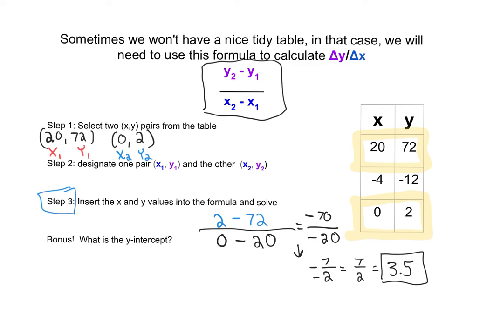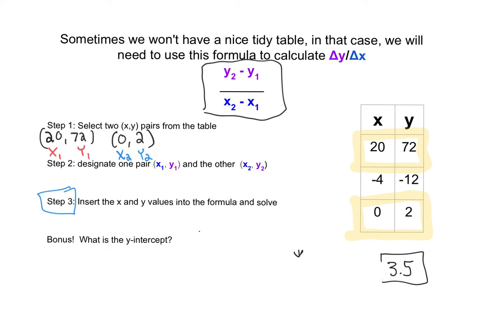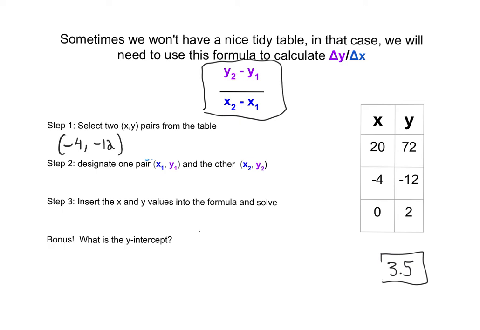I could have been a little easier on myself and designated these in reverse. Would have ended up with the same thing. Let me show you what that means. Go ahead and erase that. I'll just leave that 3.5. Actually, let's just use completely different points. Let's look at this with completely different points. Let's try this with the points -4, -12, and then let's go to 20 and 72 again.